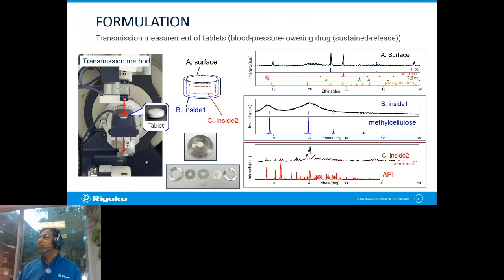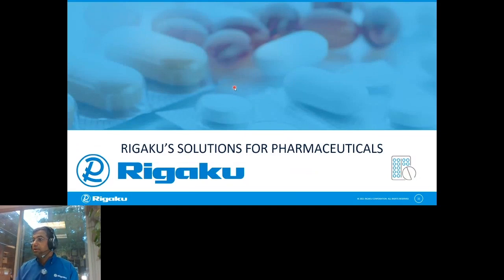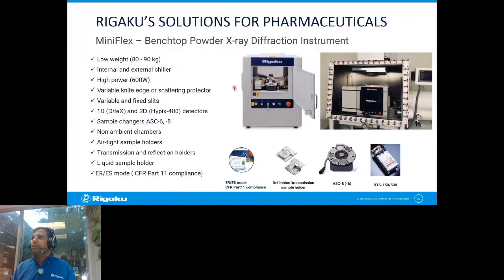So this is from the surface, as you can see, and identified as some phases. Inside, you can see a different set of phases, and deeper inside, you see an API. So the bottom line, again, is to show that different phases at different depths can be easily seen with this transmission geometry. So, Rigaku solutions for pharmaceuticals.